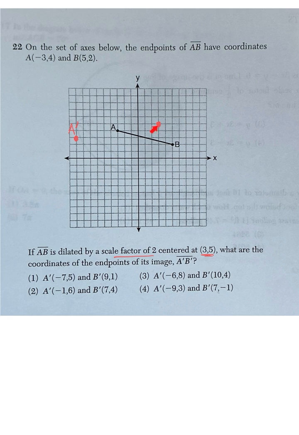So I'm starting again, always at that dilation point, and I go down 1, 2, 3, and then I go over 1, 2. Down 1, 2, 3, and then I go over 1, 2. And there's your B prime. So again, down 3 to the right 2, that's once. Down 3 to the right 2, that's twice. Again, if the scale factor was 3, I'd go down 3 over 2 and do it again.